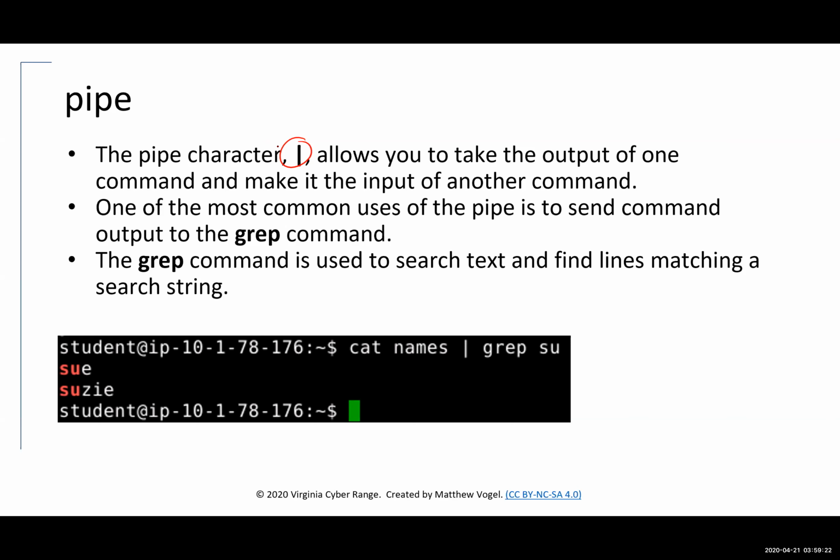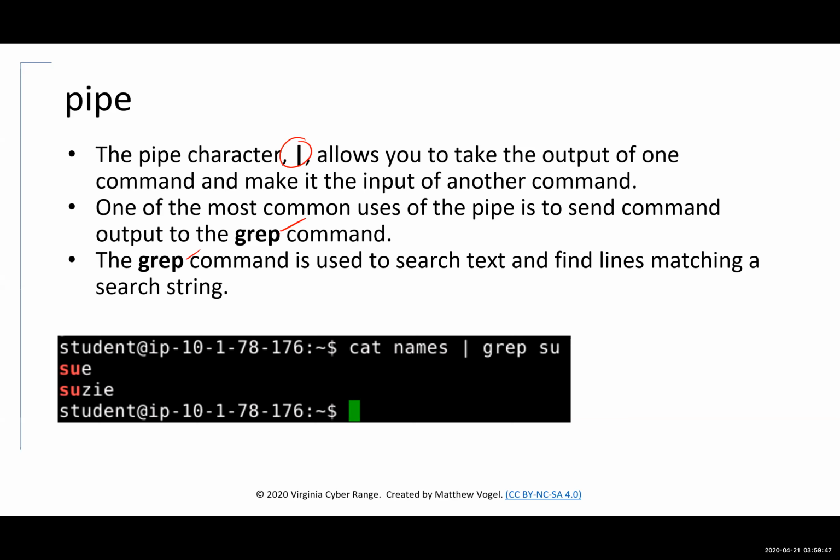In Linux you'll hear it referred to as a pipe because it allows you to send the output of one command to the input of another command. So instead of having to redirect from standard in, you have a command that has output, and then you have that output go into the next command. So it allows you to take the output of one command and make it the input of another command. One of the most common uses of the pipe command is to send command output to the grep command.